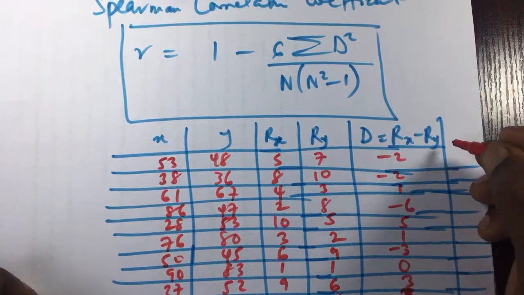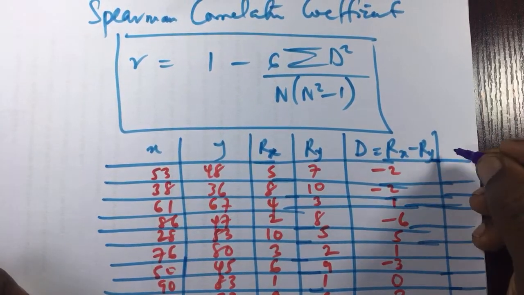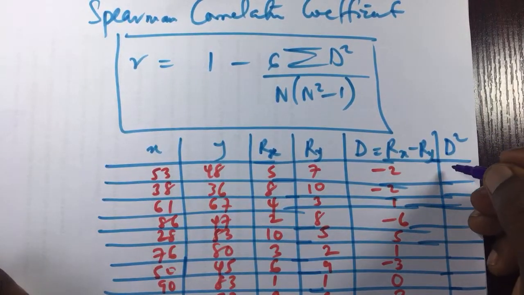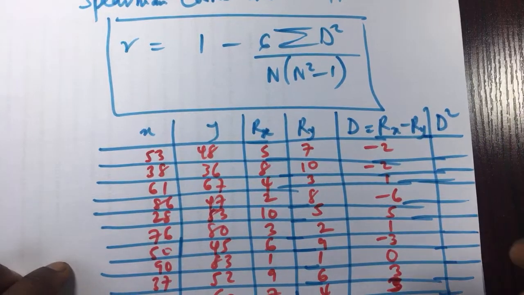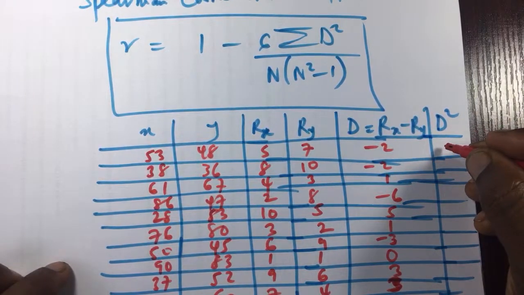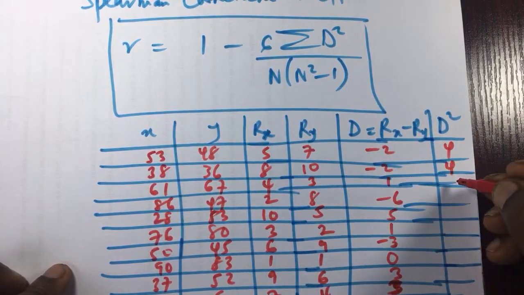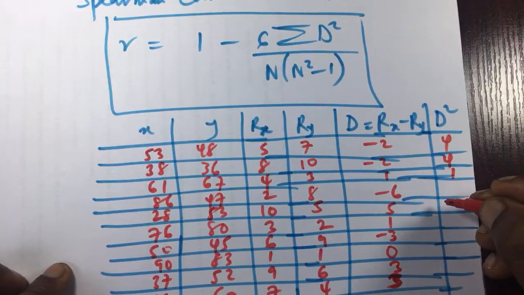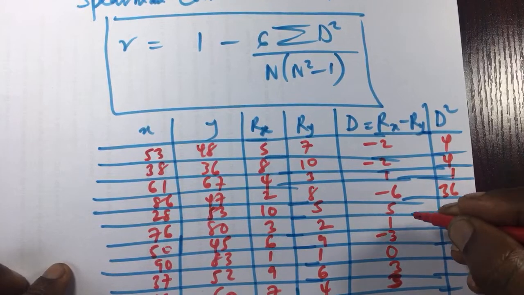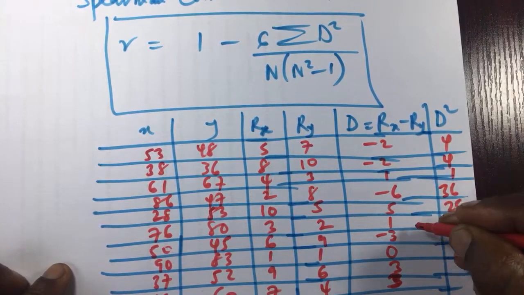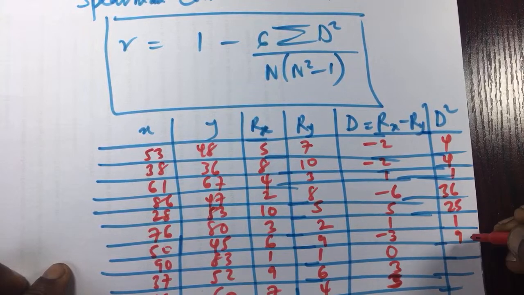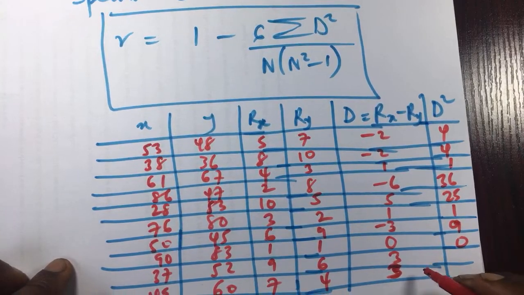So once you are done doing this, you will now square your D values. So when you square your D values, minus 2 squared is minus 2 times minus 2, so that will give you 4. Minus 2 squared will give you 4 again. 1 squared will give you 1. Minus 6 squared will give you 36. 5 squared will give you 25. 1 squared will give you 1. Minus 3 squared will give you 9, positive 9. 0 squared, we'll just put 0 there. 3 squared will give you 9, and 3 squared will give you 9.